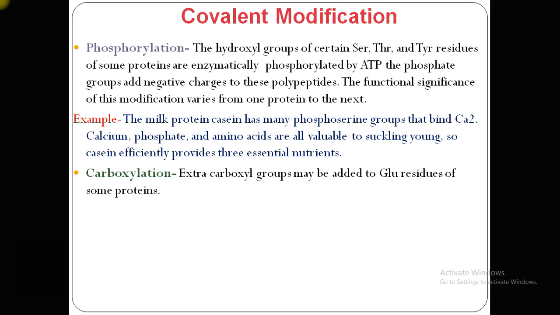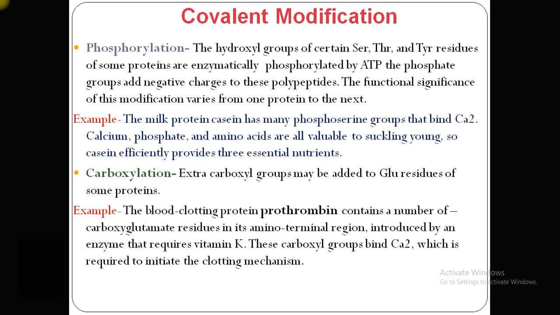Carboxylation. An extra carboxyl group may be added to glutamic acid residues of some proteins. Example, mainly involved in blood clotting factors, the pyruvate carboxylation cycle. So what happens during the blood clotting mechanism? The blood clotting proteins mainly contain a number of carboxyglutamate residues in the amino terminal region, introduced by an enzyme that requires vitamin K. These carboxyl groups bind calcium, which is required to initiate the clotting mechanism.